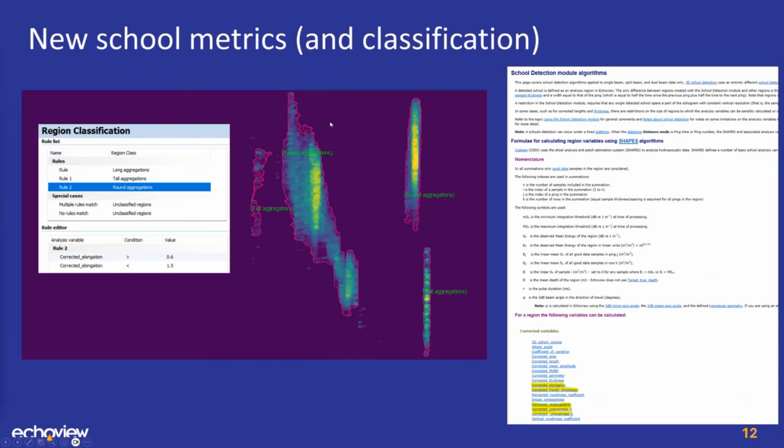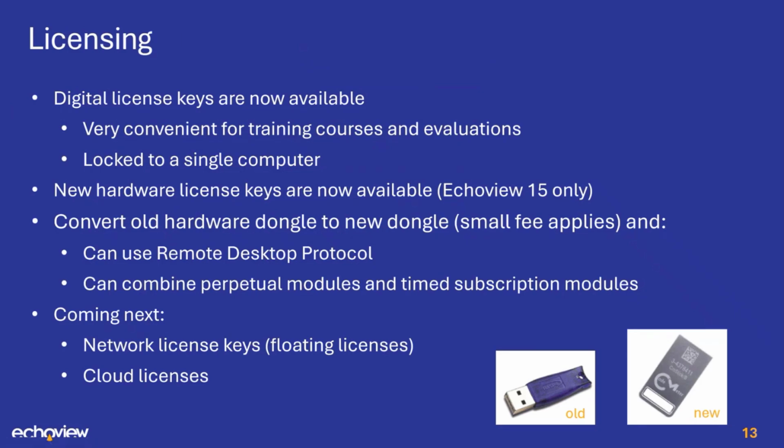I will just talk briefly about licensing. We've been mentioning for a little while now that we're working on a new licensing technology for Echoview, and that's come quite a long way in Echoview 15. The first is that we have digital license keys now available. This is where we can give you a license to use Echoview without a dongle. We'll send you a code. You'll activate that code on your computer locked license.